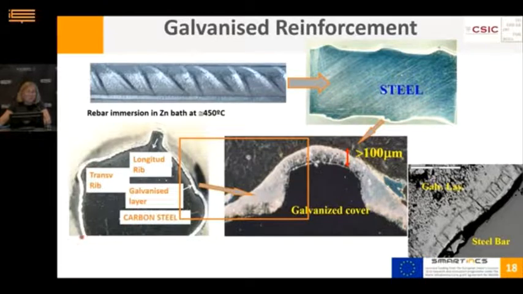This coating should be homogeneously covering the whole surface. The thickness of this coating is around 100 micrometers. And it's not pure zinc. It's an alloy, with a content of iron and zinc closer to the steel that decreases in iron and increases in zinc until the external part is pure zinc.